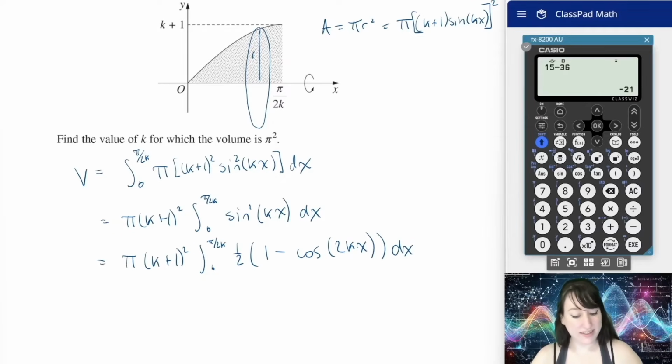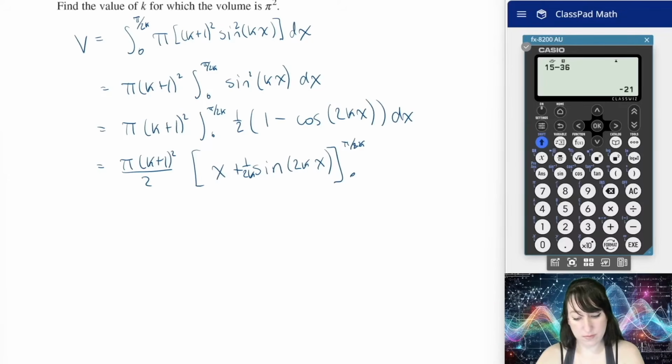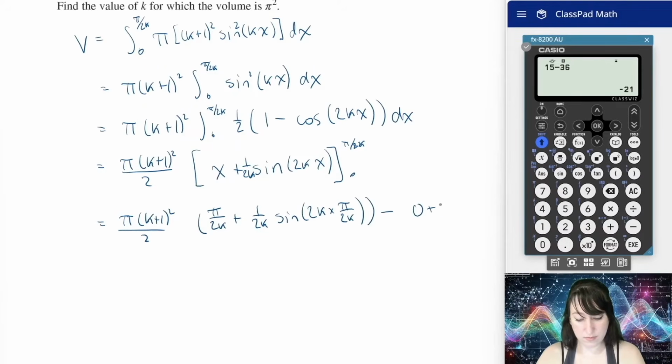And now we can integrate. We can pull the half out front of the integral as well. The integral of 1 with respect to x is x, and the integral of negative cosine is positive sine. With the reversing of the chain rule, we have to divide by the 2k, or times by 1 over 2k. Now let's put in those limits of integration. Let's see what we get.